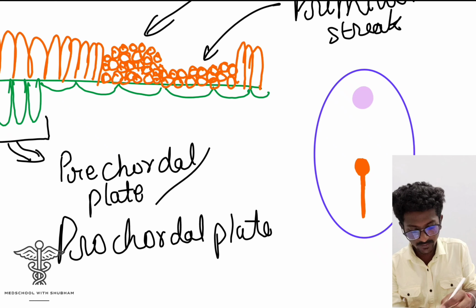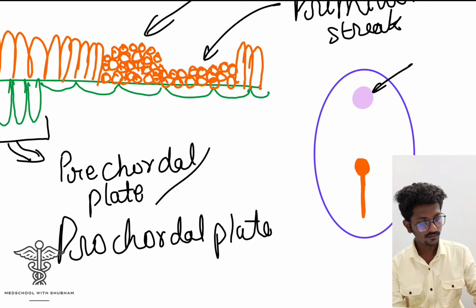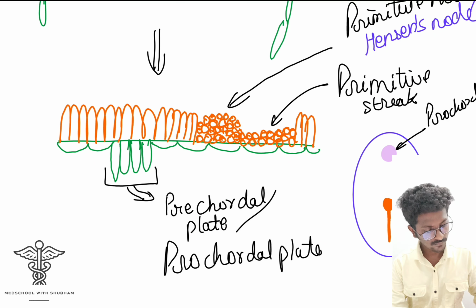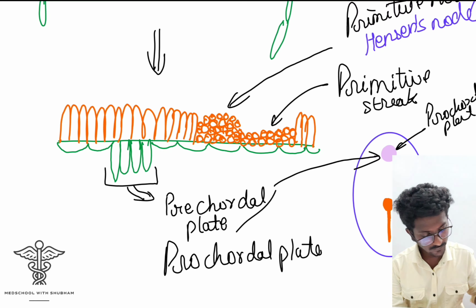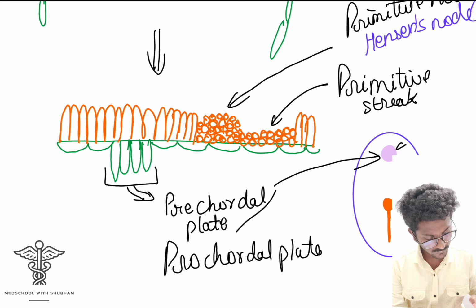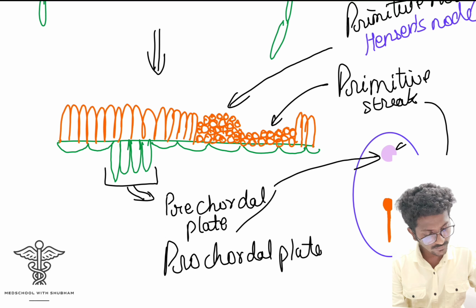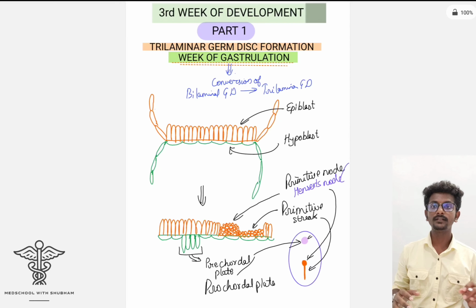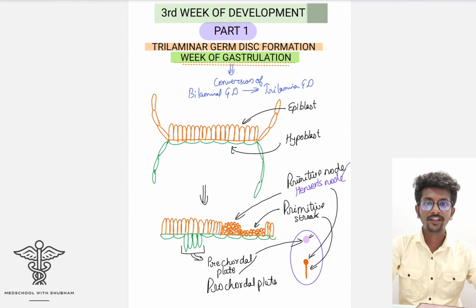Okay, so let's name them. This is the procaudal plate, and this is the primitive streak, and this is Hensen's node. I hope this is very clear to you guys. So let's move forward.